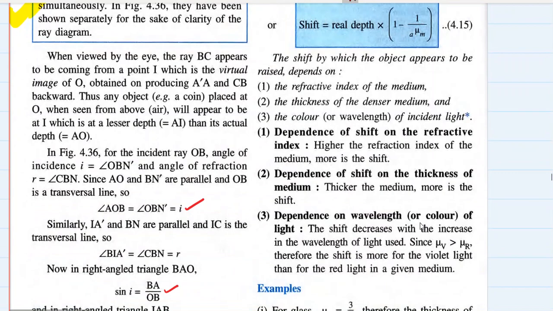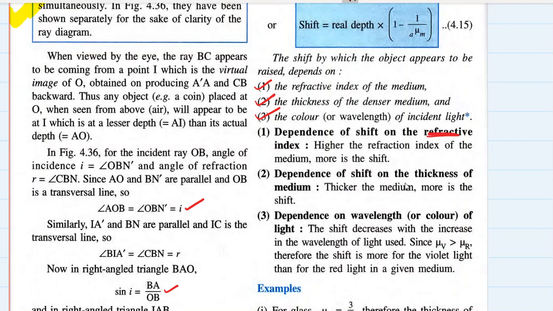Now the shift by which the object appears to be raised depends on, number 1, the refractive index of the medium, number 2, the thickness of the denser medium, and number 3, the color or wavelength of incident light. How does it depend? Now, refractive index.